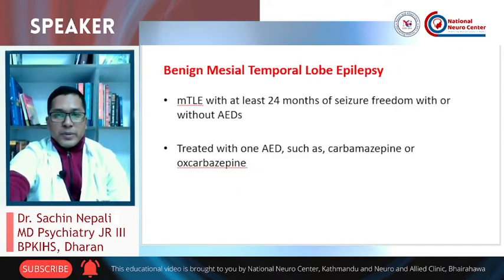After this, benign mesial temporal lobe epilepsy. This means mesial temporal lobe epilepsy with at least 24 hours of seizure freedom, either with or without anti-epileptic drugs. And what is the treatment? Treatment is with one anti-epileptic drug such as carbamazepine or oxcarbazepine.